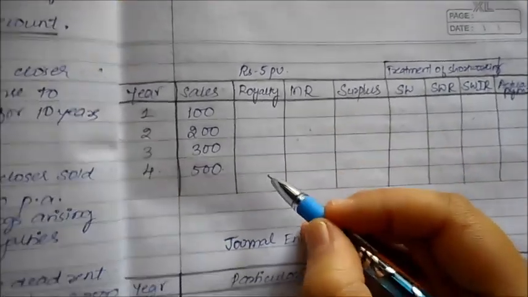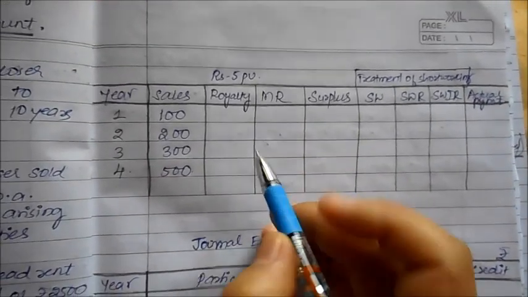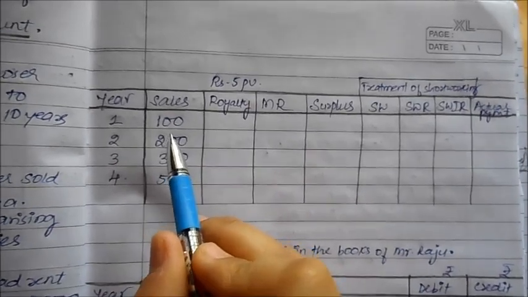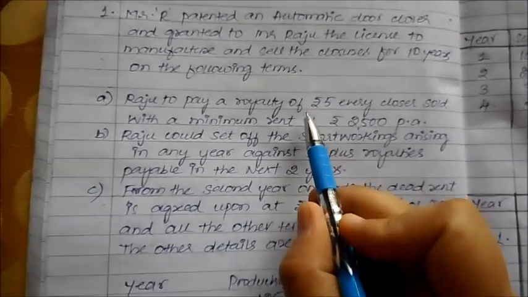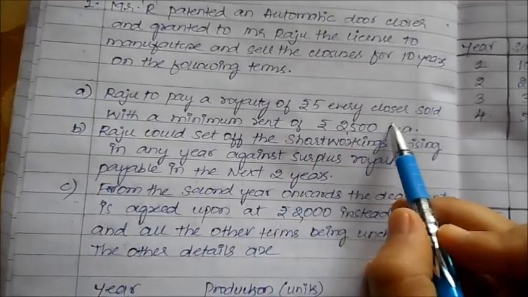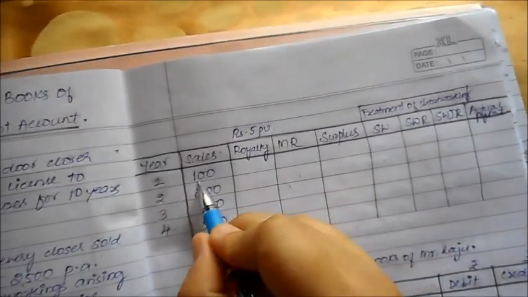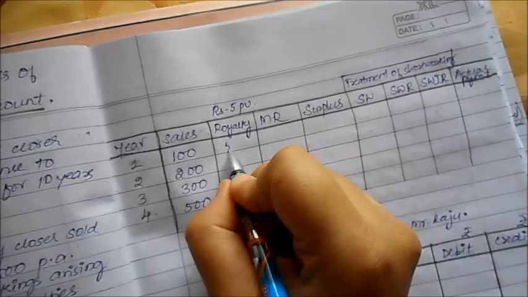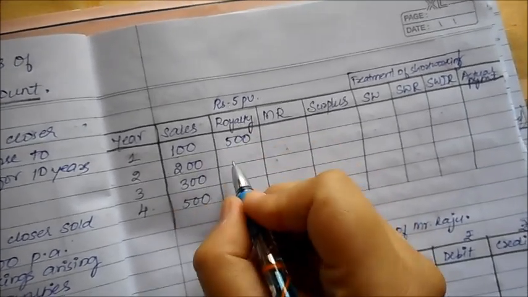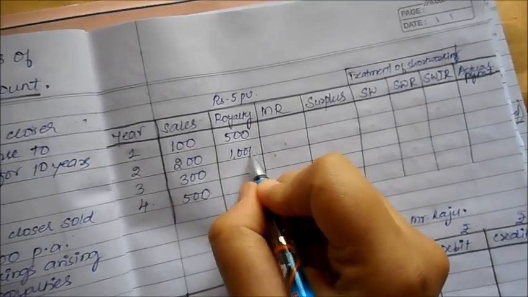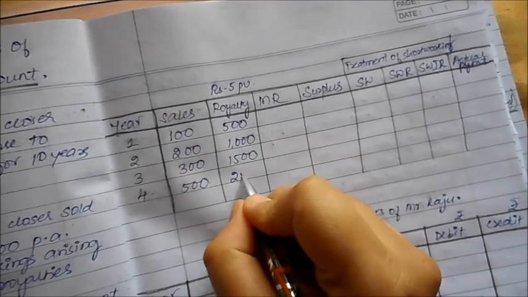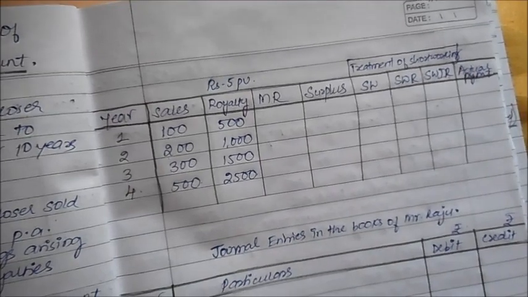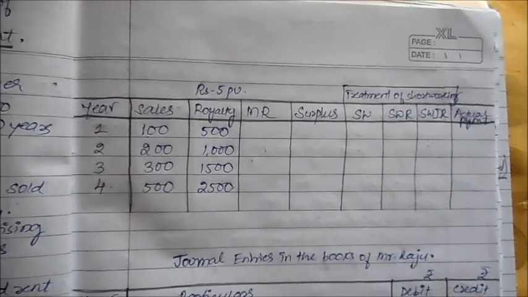Nextly, how would you calculate royalty? Now royalty is completely based upon how much amount of sales you actually generate. In the question they have mentioned that royalty paid was 5 rupees for every closet sold. So 100 into 5 will give you 500, 200 into 5 will give you 1000, 1500 and 2500. Okay, I hope that is clear by now.